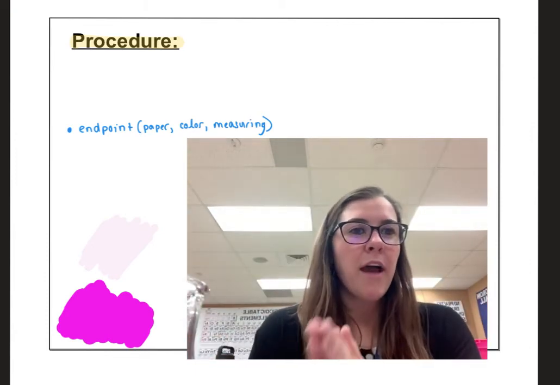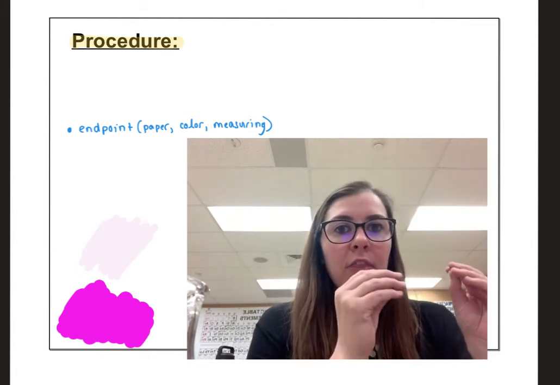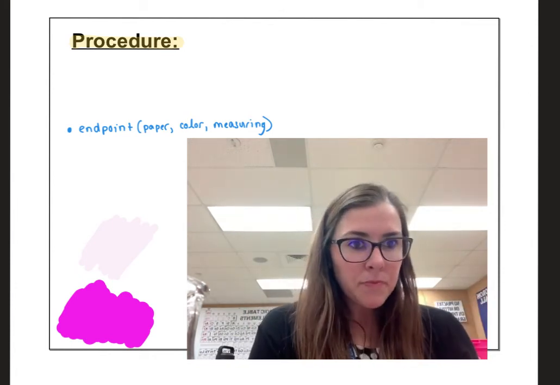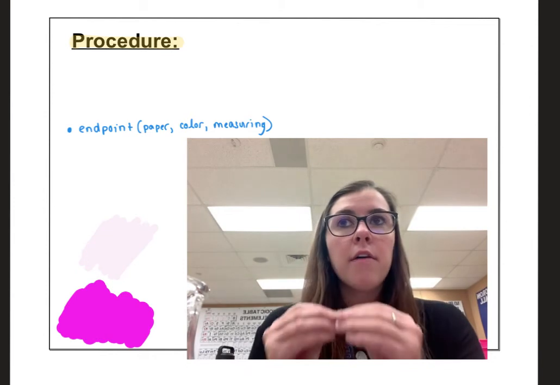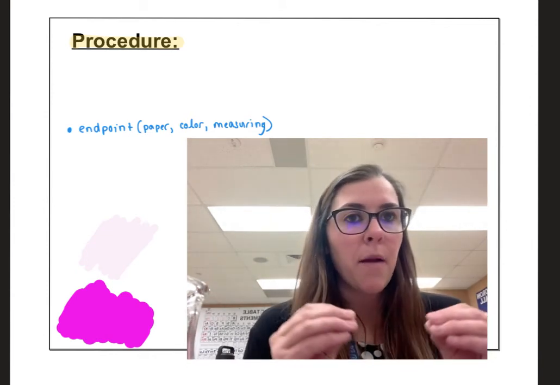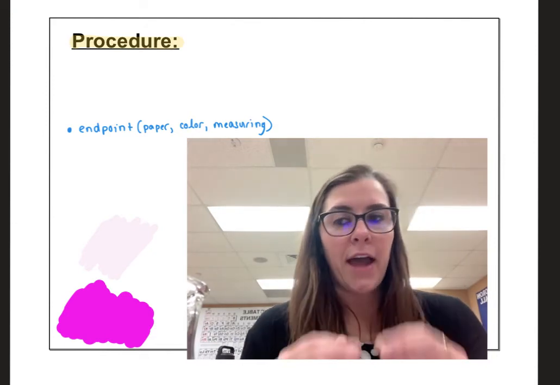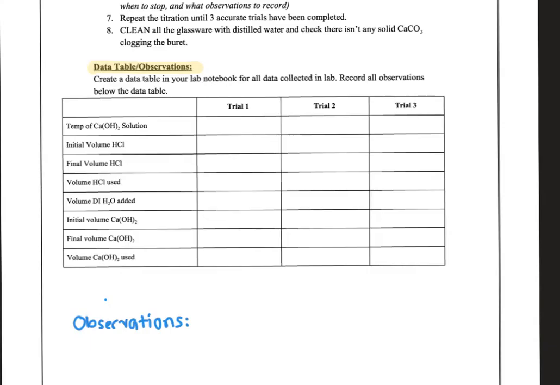That means we have reached for stoichiometry, the point where the moles of the calcium hydroxide and the moles of the HCl have reacted fully. They are both used up. They are both the limiting reactant. That's the end point. All right, before you come to class, you should have this data table set up and ready to go in your lab notebook.